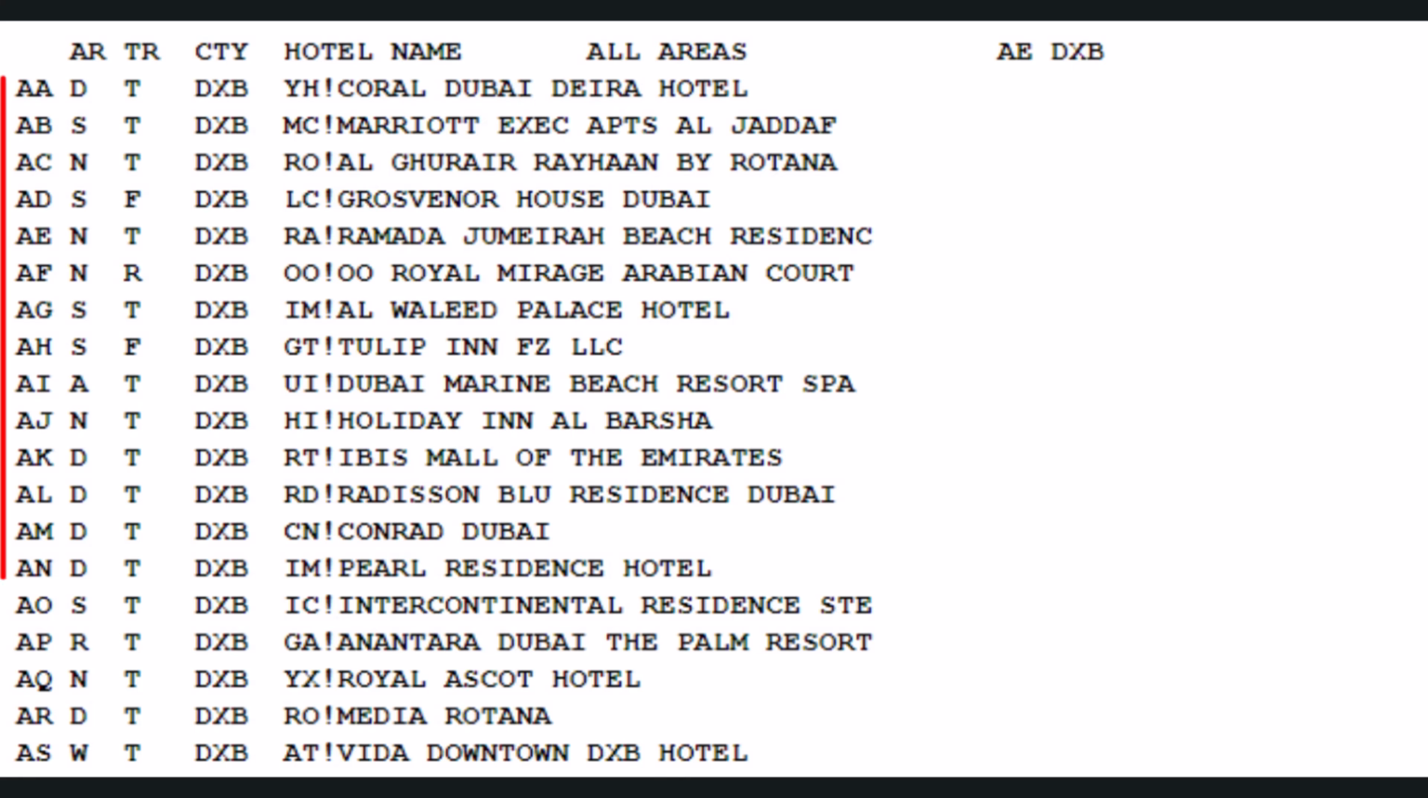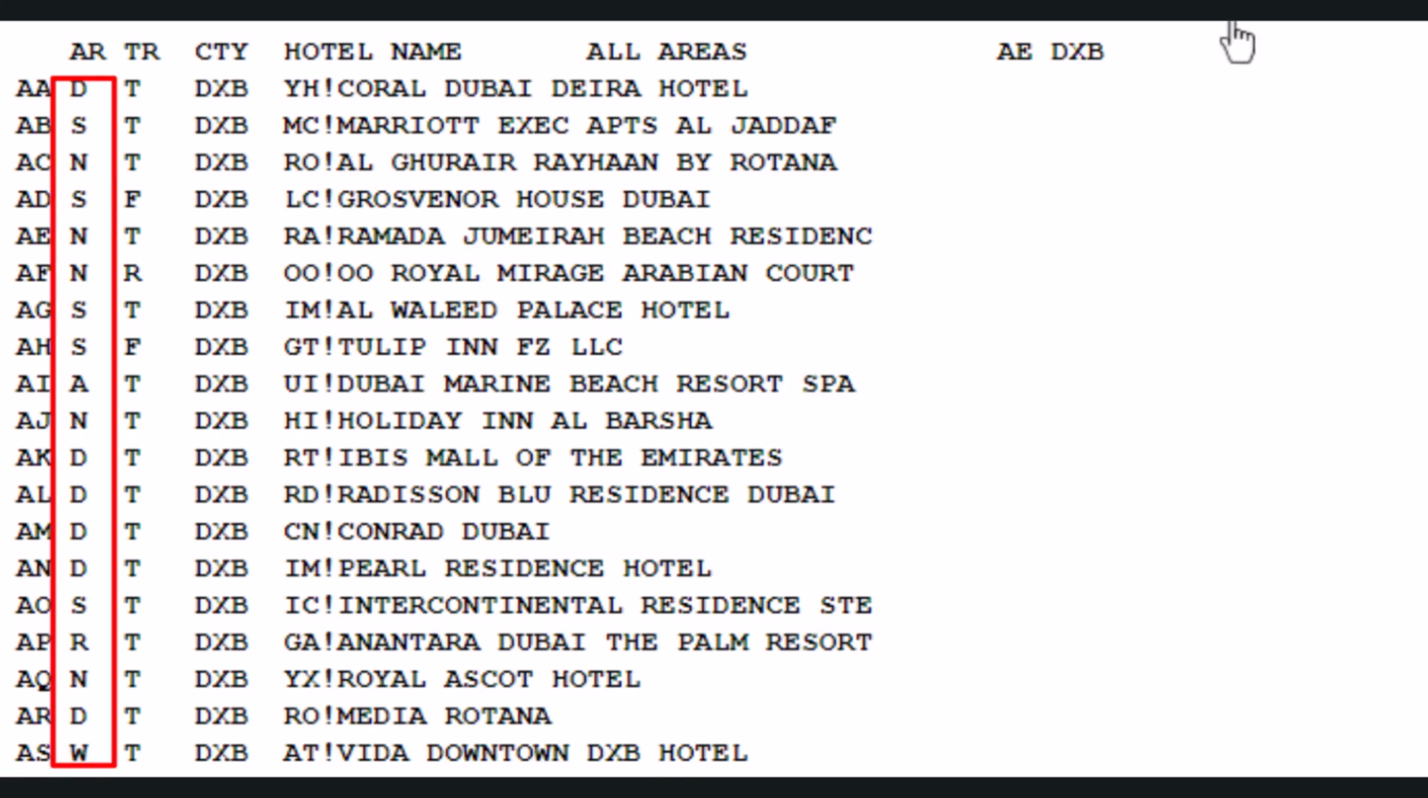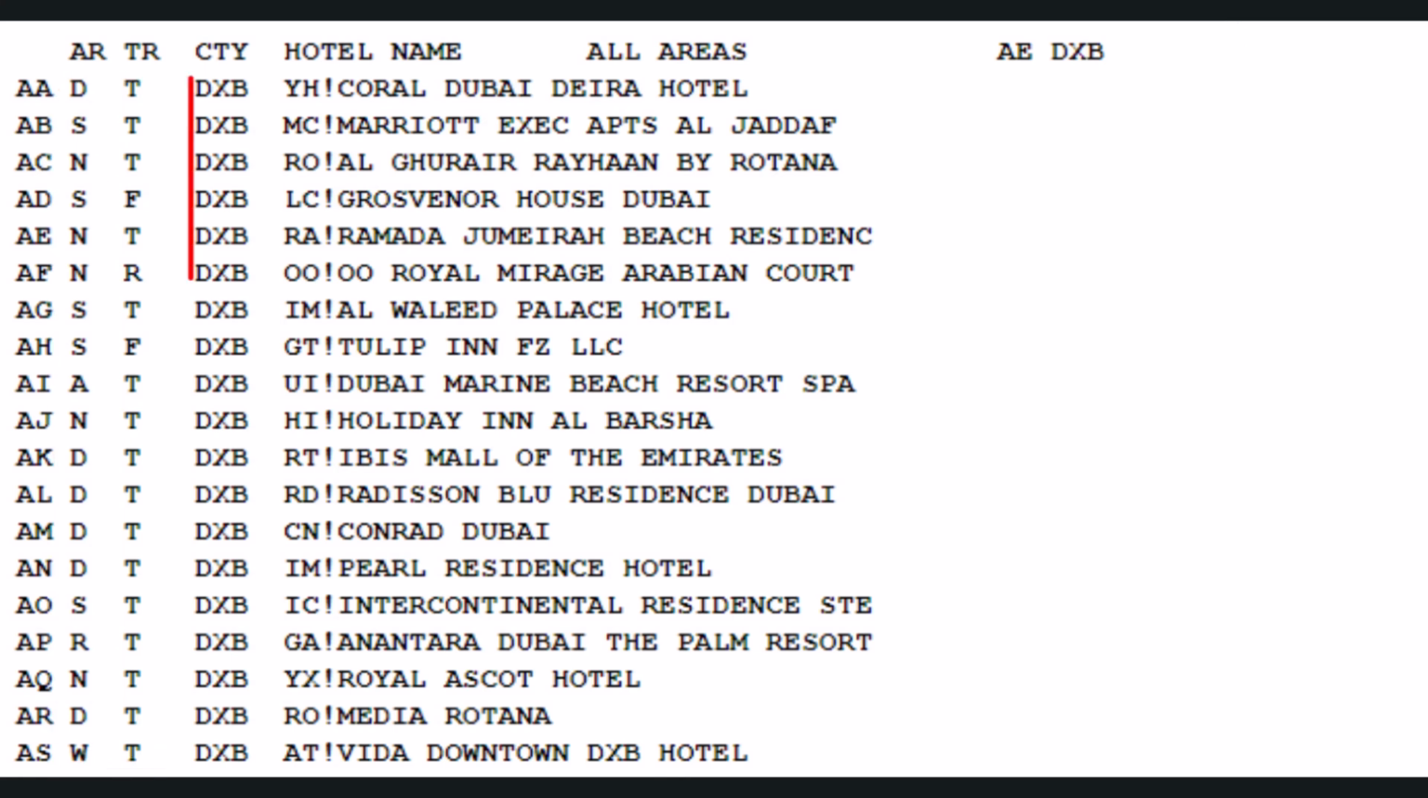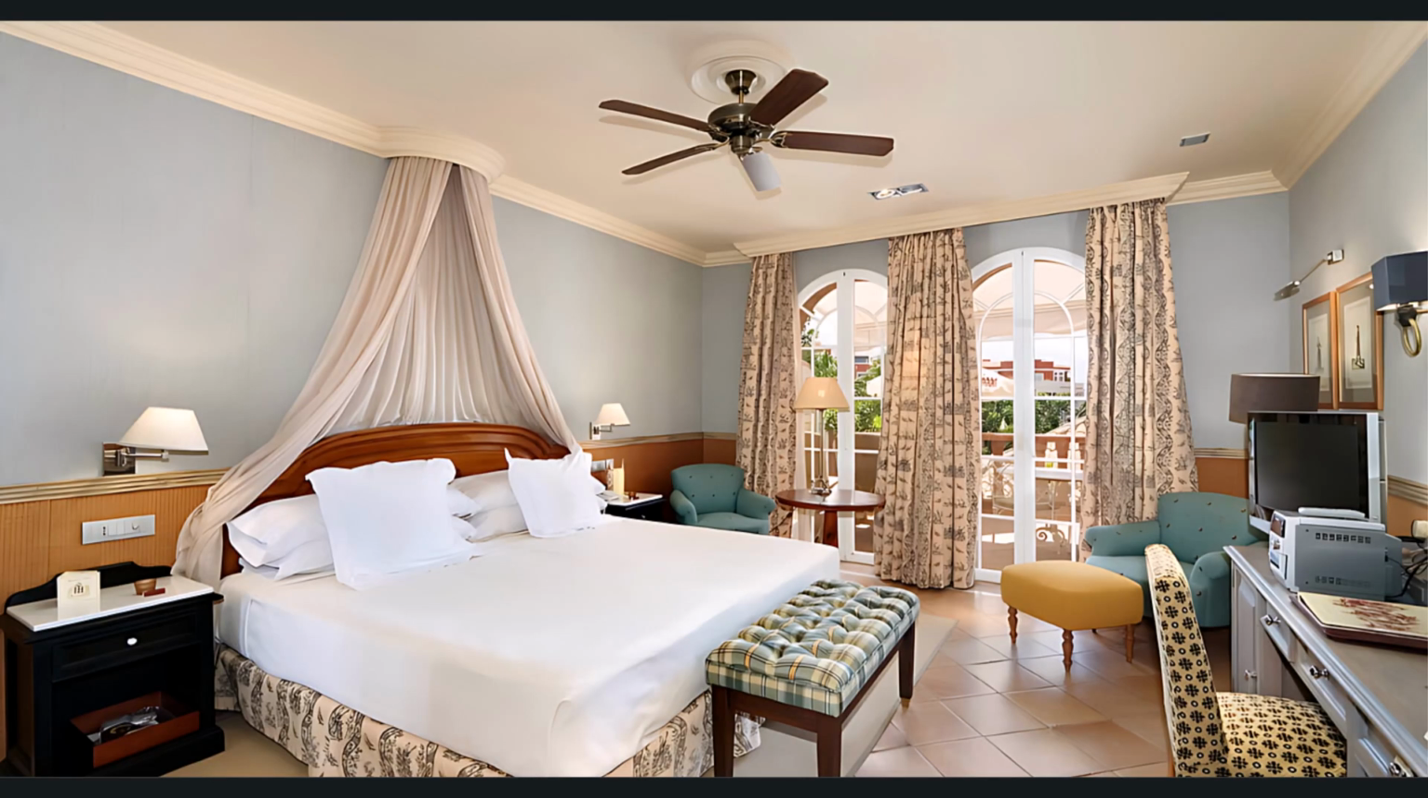For example, use the HL transaction followed by the three-letter code DXB for Dubai, then press enter. Here, hotels are listed starting from line AA, including area, transport type, city, hotel name, all areas, two-letter country code, and three-letter city code.